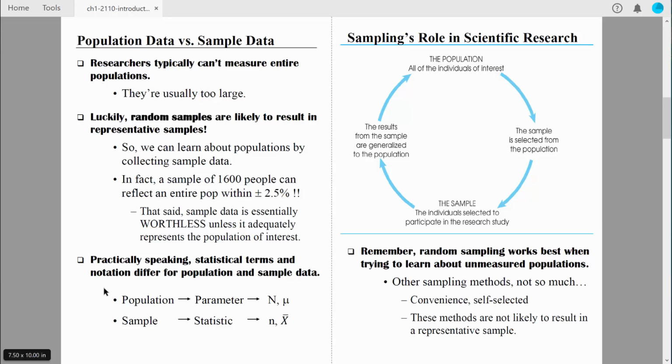Let's say I'm trying to figure out the average age of a clinically depressed person in the population. If I had access to all of that data and I was able to take all of their ages and compute an average, that would be an example of a population parameter. Again, it's just a characteristic of the population, in this case, the average age.